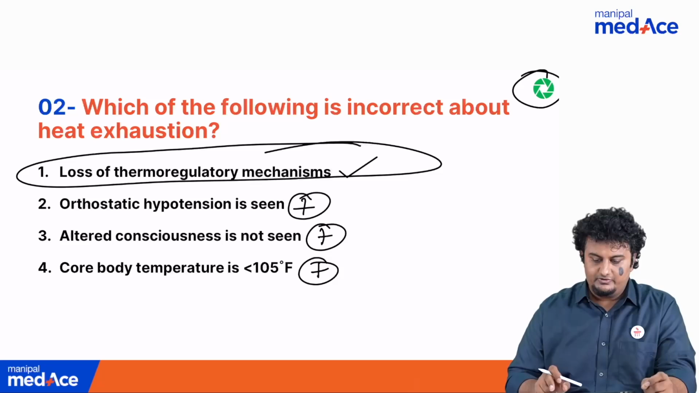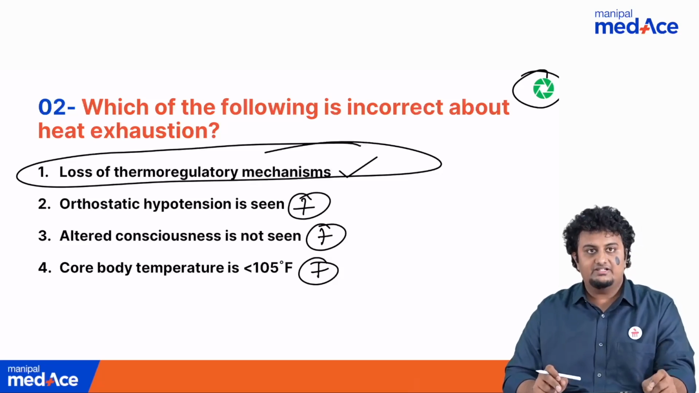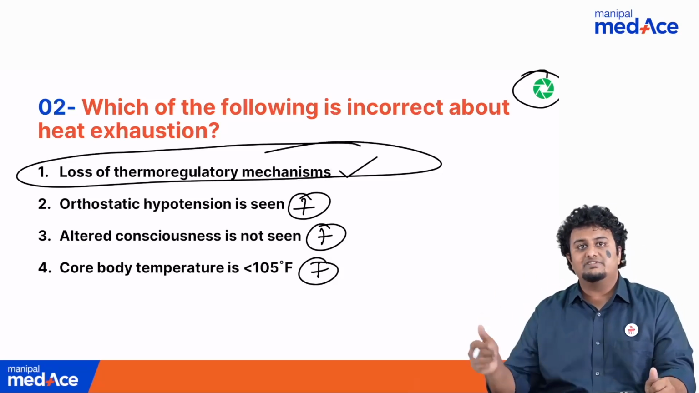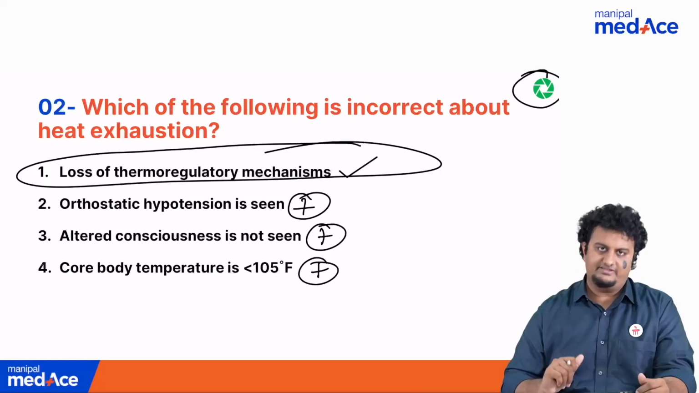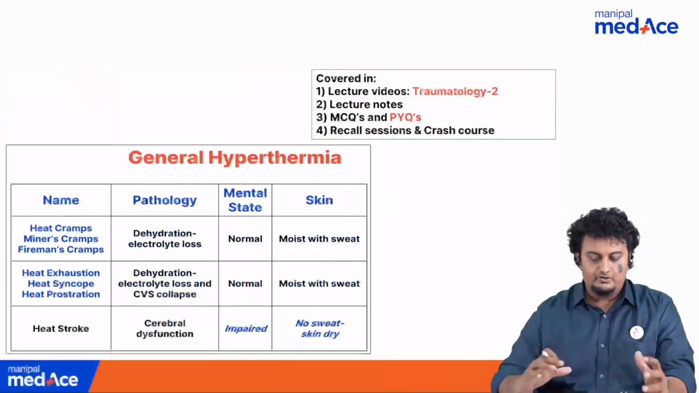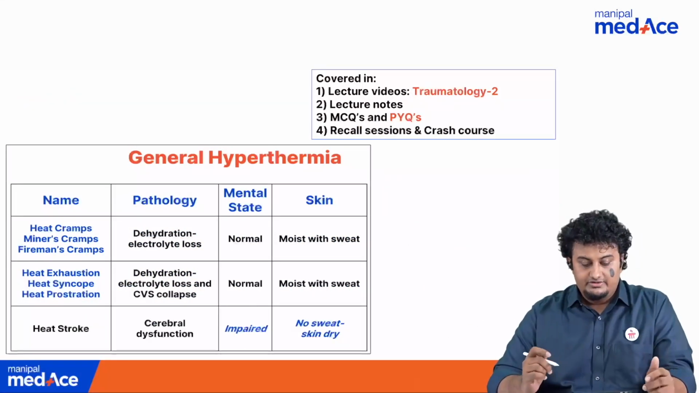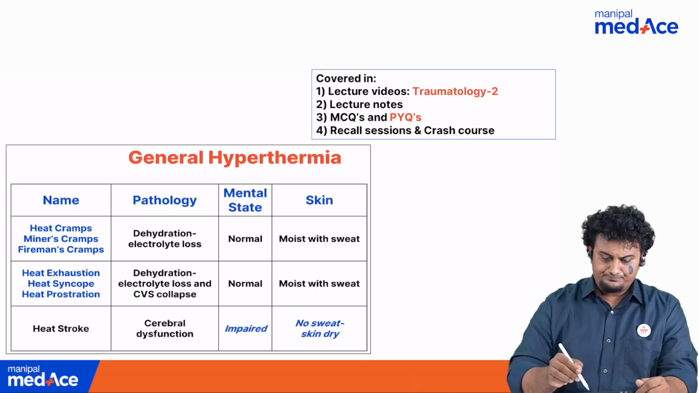Do not waste much time with it. It's quite straightforward. In heat exhaustion, thermoregulatory systems will still be intact because sweating is still intact. Okay. Now here's a quick table for you to go through. This was also discussed in class.